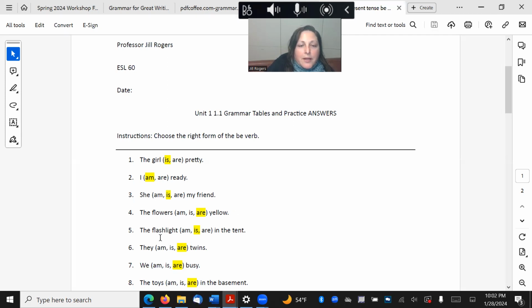And the next one, the flashlight is in the tent. Flashlight is a singular noun and it would be replaced by it as a pronoun. So it is in the tent. Okay. They are twins. They is plural and it goes with the verb are. There's another example of that. We is plural, goes with the word are. We are busy.